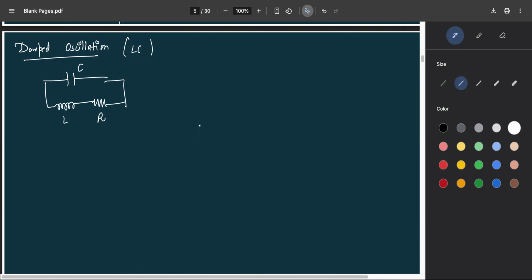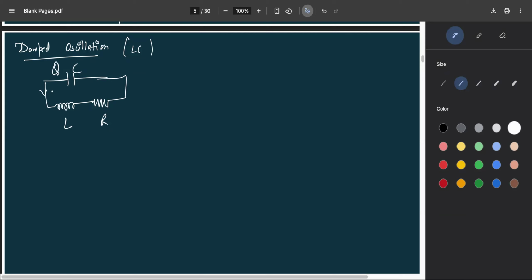When I'm saying resistance, this is not an external resistance. Whenever you put some component like capacitor, inductor, and wire, each of them has some amount of resistance. So we are saying this resistance, either you can say it is external or internal. Assume that this resistance is representing the net resistance of the circuit. Assume that initially the charge was Q.